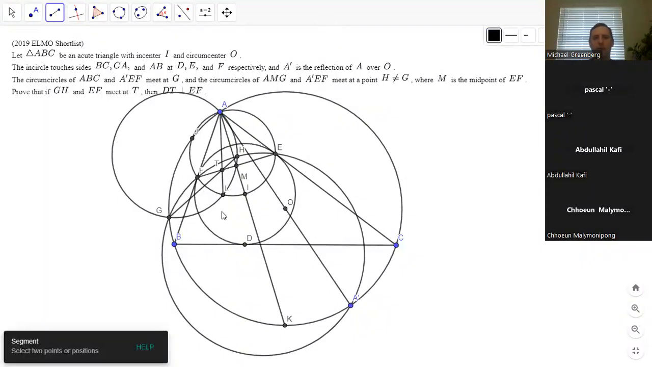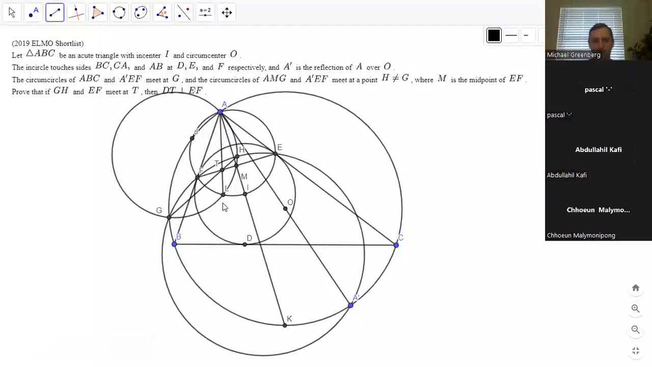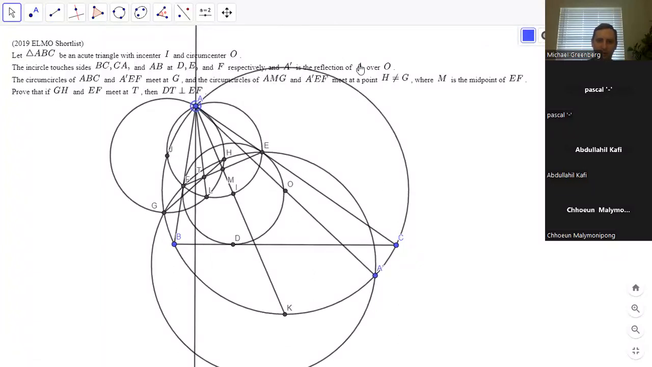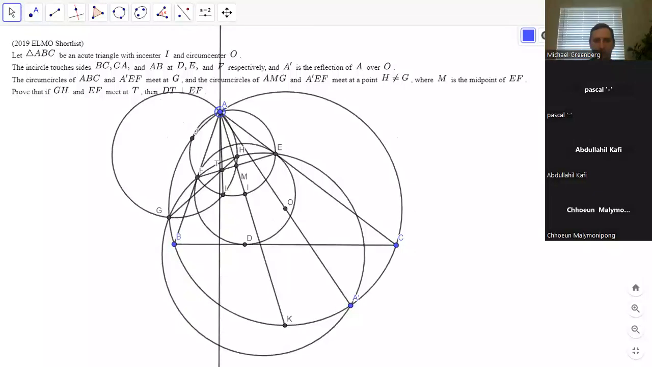Can we show that this is the altitude actually? Because yeah, then we don't need this line GH. Then that's just the intersection of the altitude with EF, if that's true. Let's check that it really is the case. Oh, it's not the altitude. It looked like it, didn't it? But yeah, it's not. Okay.